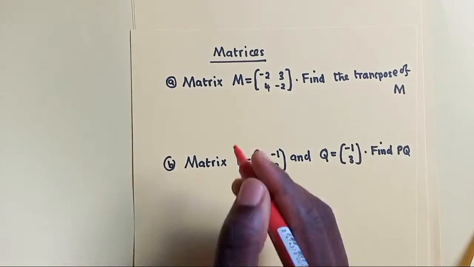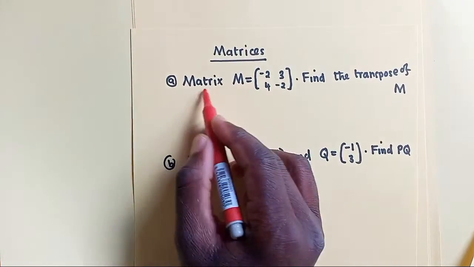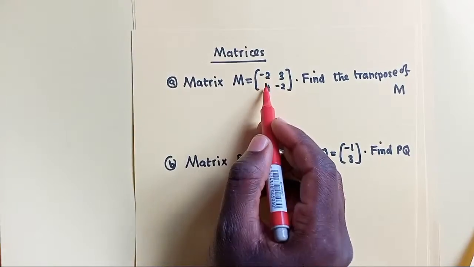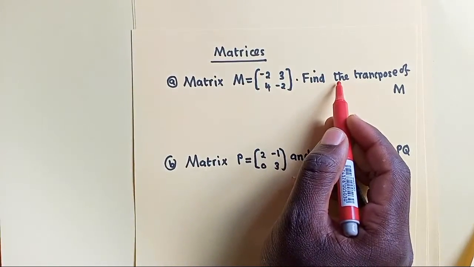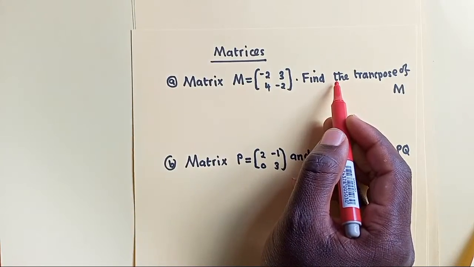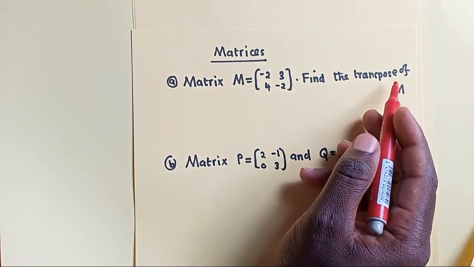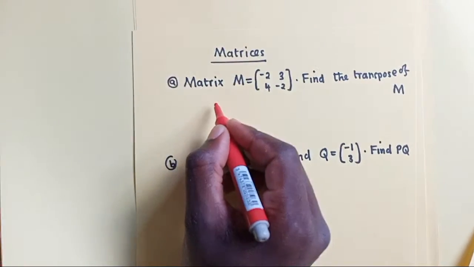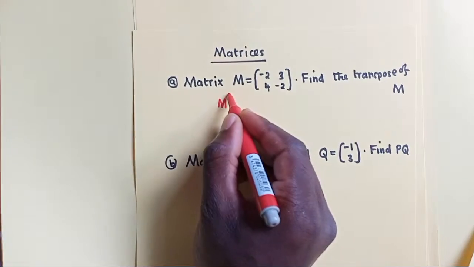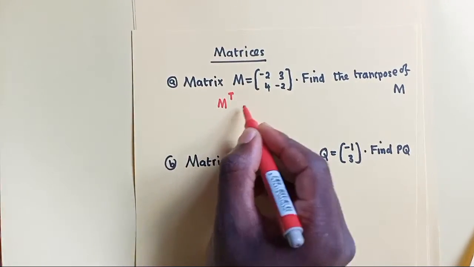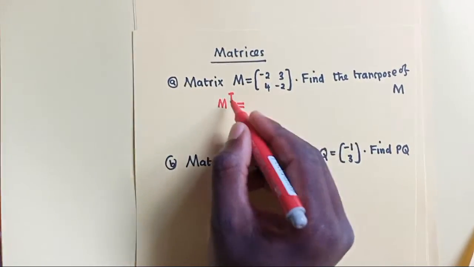So here, they are saying matrix M is 2, -2, 4, 3, -2. Find the transpose of M. So how will be the transpose of M? So M T. This is how you write the transpose. You say M to the power T.